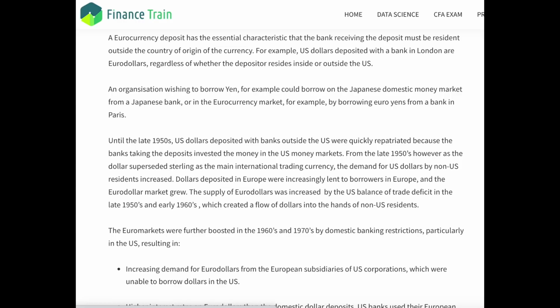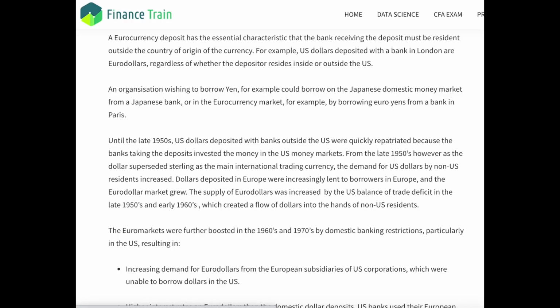So it says here, for example, US dollars deposited with a bank in London are eurodollars, regardless of whether the depositor resides inside or outside the US. An organization wishing to borrow yen, for example, could borrow on the Japanese domestic money market from a Japanese bank, or in the euro currency market, for example, by borrowing yen from a bank in Paris. So that's euro yen. This is the interesting part here that we need to know, especially for the dollar.